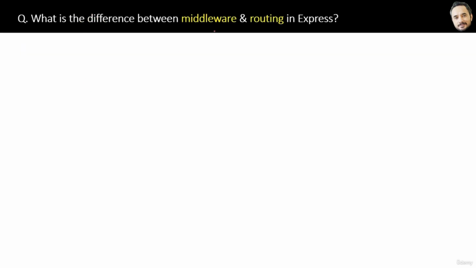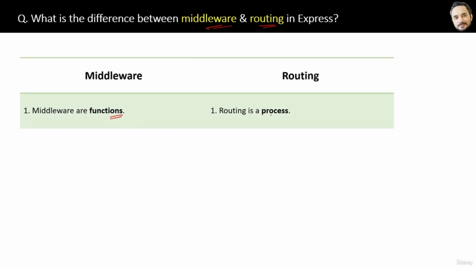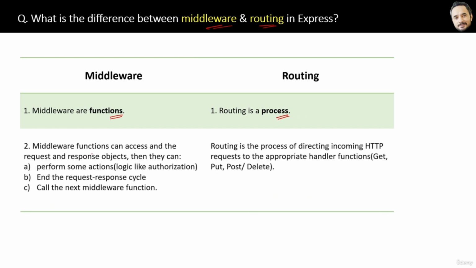What is the difference between middleware and routing in Express? Sometimes we get confused by these two things, but now let's make it very clear. First difference is middleware is a function, whereas routing is a process. Very simple. Second difference is, and you already know, middleware functions can access the request and response object, and then they can perform some action like authorization, logging, and after that either they can end the request-response cycle, or middleware can also call the next middleware function. So that is about middleware.